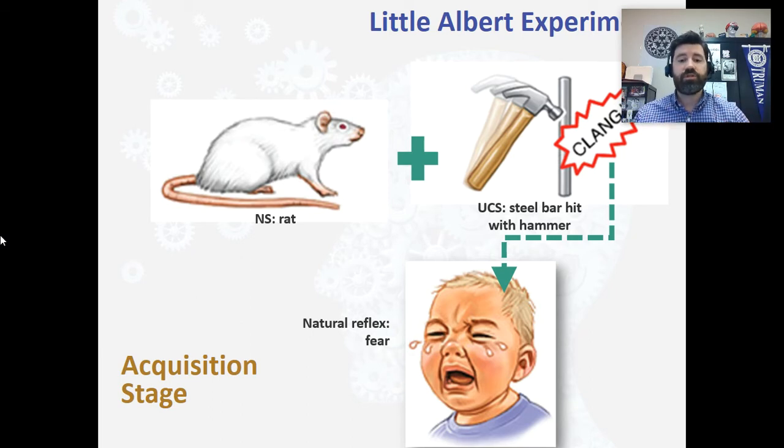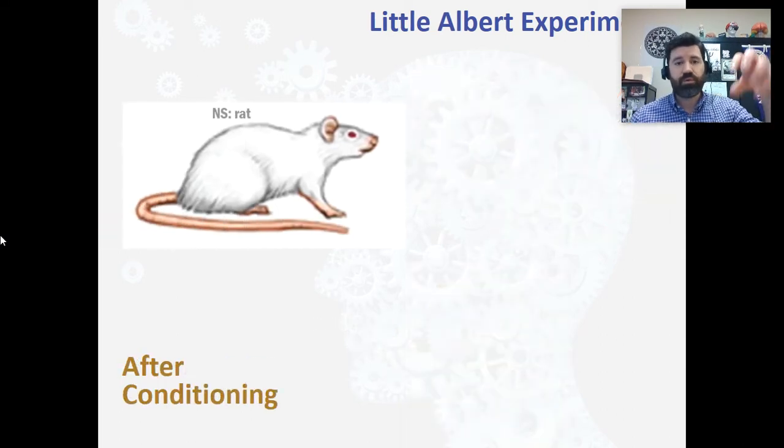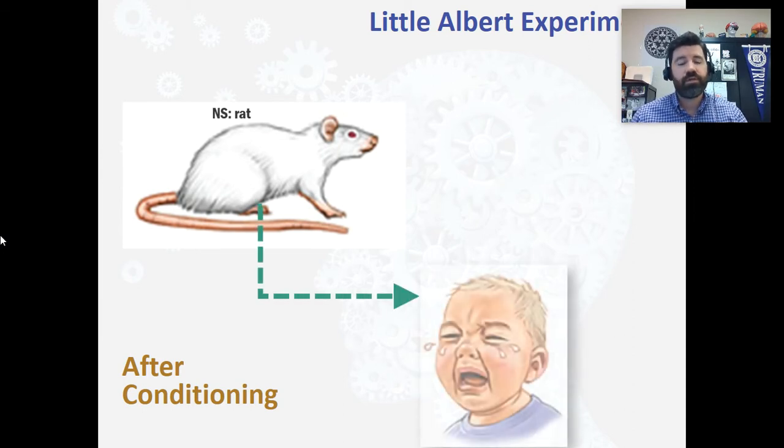So through acquisition, John Watson would give little Albert the white rat and then make this really loud noise. Little Albert would cry and be afraid. He'd take the rat away. We'd wait 10 minutes till little Albert calmed down. Then he'd do it again and again and again. And then eventually conditioning took place where John Watson would put the rat in front of little Albert, and sure enough, little Albert gets upset. Little Albert has learned to be afraid of the rat that before conditioning did not result in any particular response.